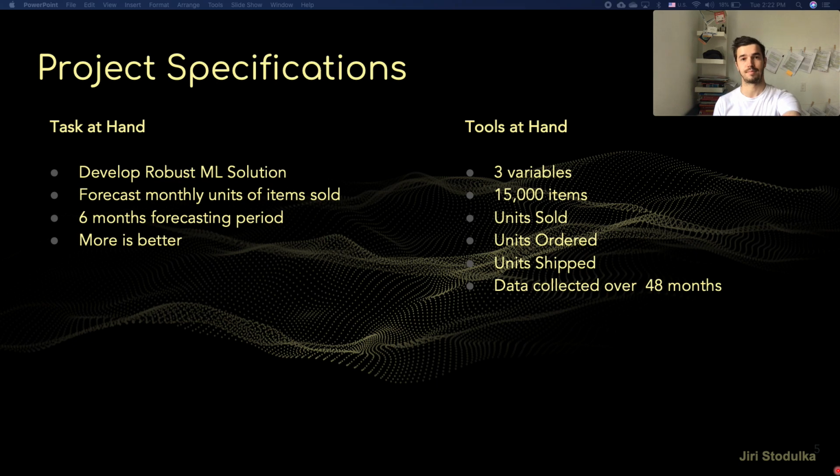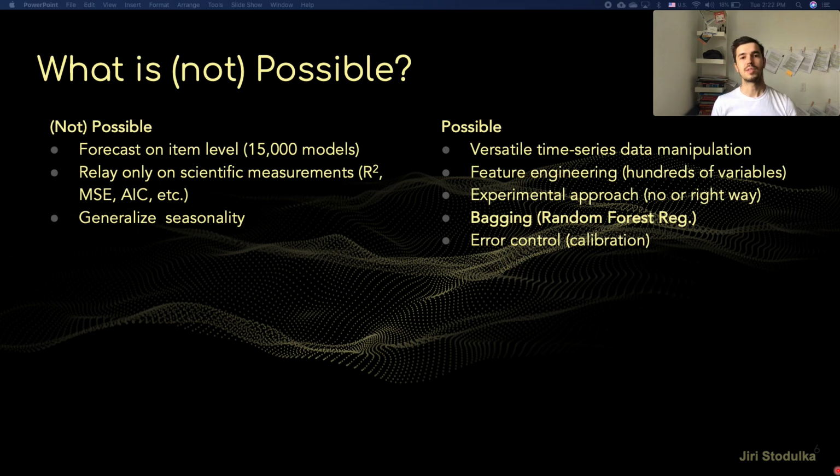and units shipped. With this kind of setting and data, there were several things that were possible and that were not possible. Firstly, it was not possible to create a model for each item individually, which would basically mean that I would have 15,000 models, one for each item. It was also not very healthy to rely solely on scientific performance measurements like R squared, MSE or AIC criteria. And as I already said, finding some pattern that was generalizable to all items was also not possible.